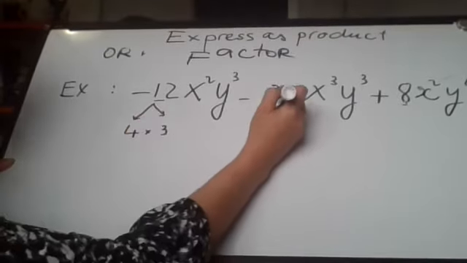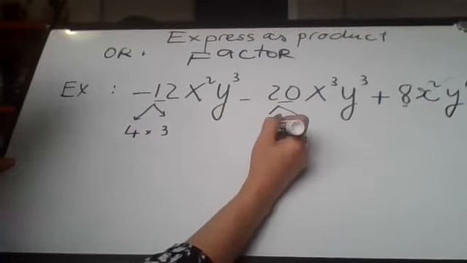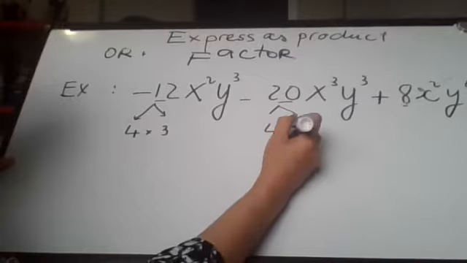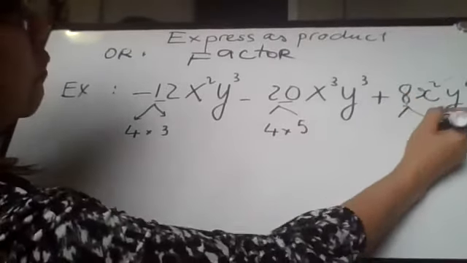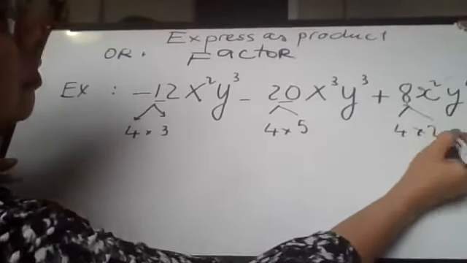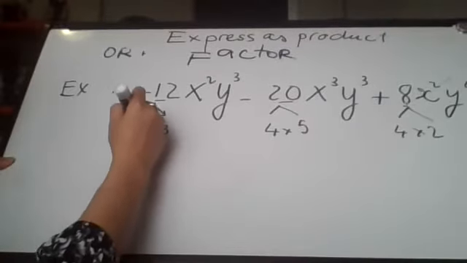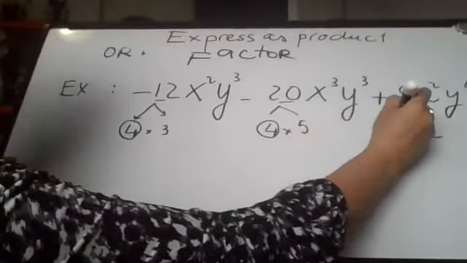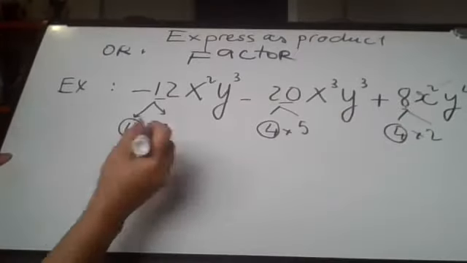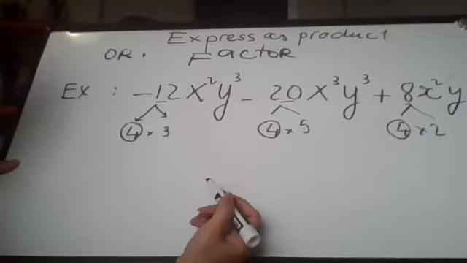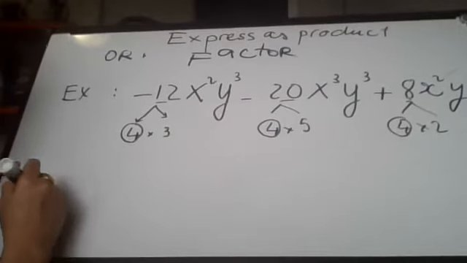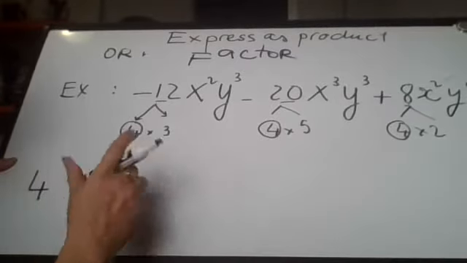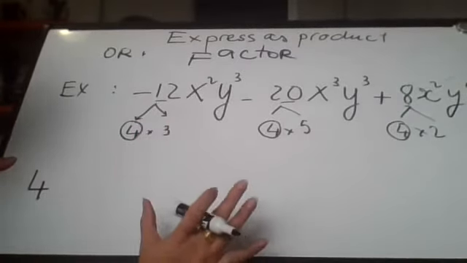So 4 times 3. This one could be 5 times 4, so 4 times 5. And this one 4 times 2. So you see the greatest common factor for all 3 of them is number 4. It appears in all 3 of them. Number 4. Now let's check the letters. So I'm going to pull out number 4 as the greatest common factor. 4, 4, 4.